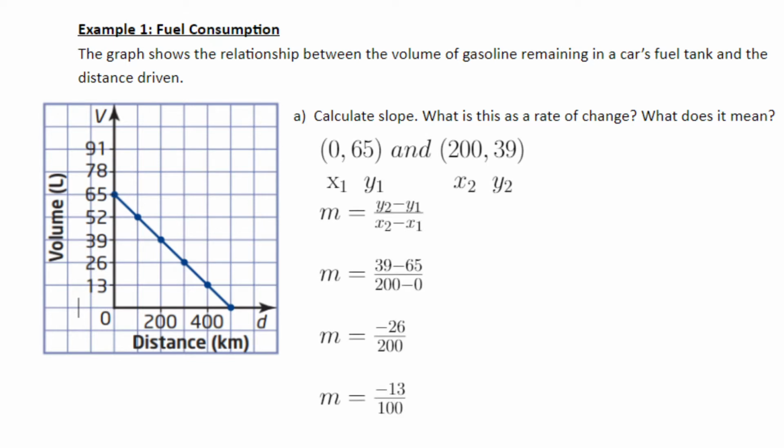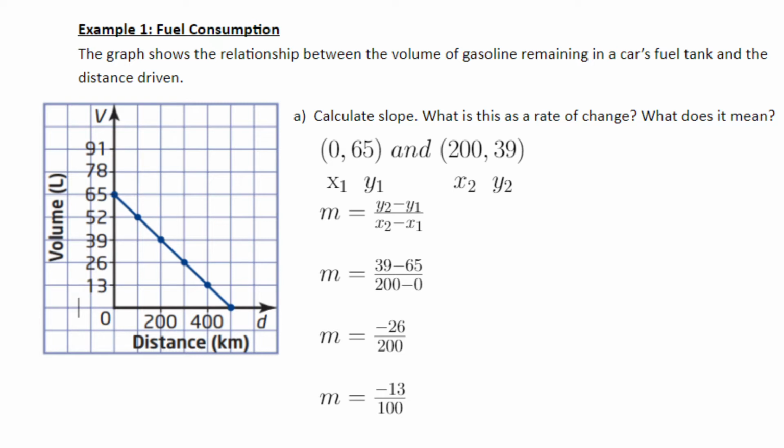So we use our slope equation, which is difference of y divided by difference of x, or delta y over delta x. And we just pick two random points on the line. So we have 0.65 as our x1, y1, and 239 as our x2, y2, respectively. So we plug in our values into our equation, and we get a slope of negative 13 over 100.